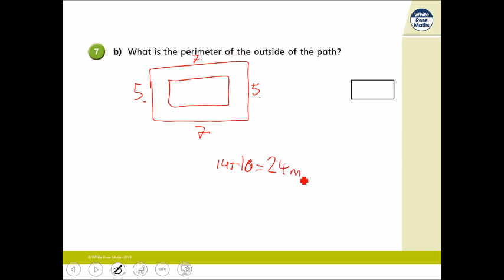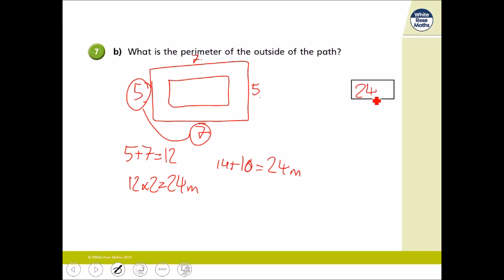Of course, another way to do it is 5 add 7 equals 12, and then 12 times 2 equals 24 meters. So the answer up there is 24 meters.